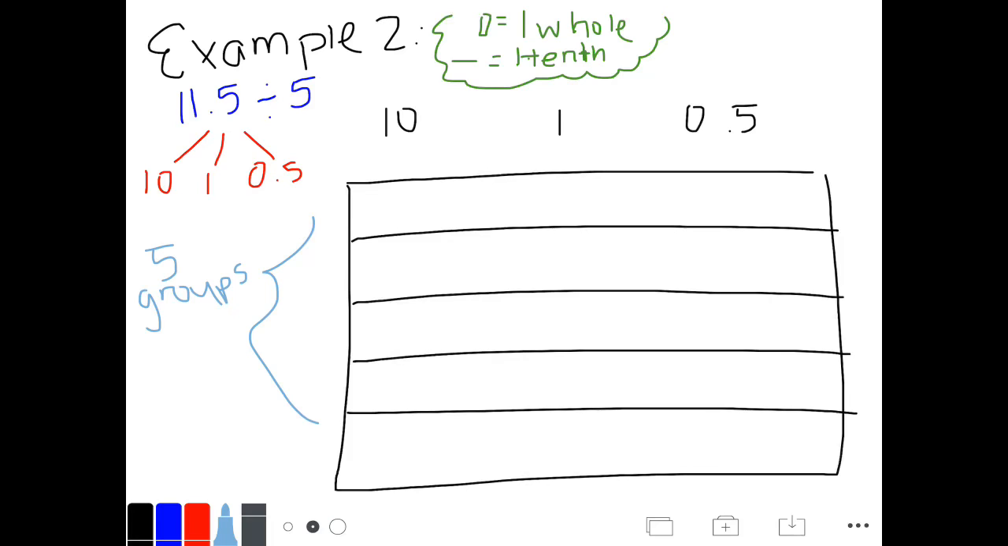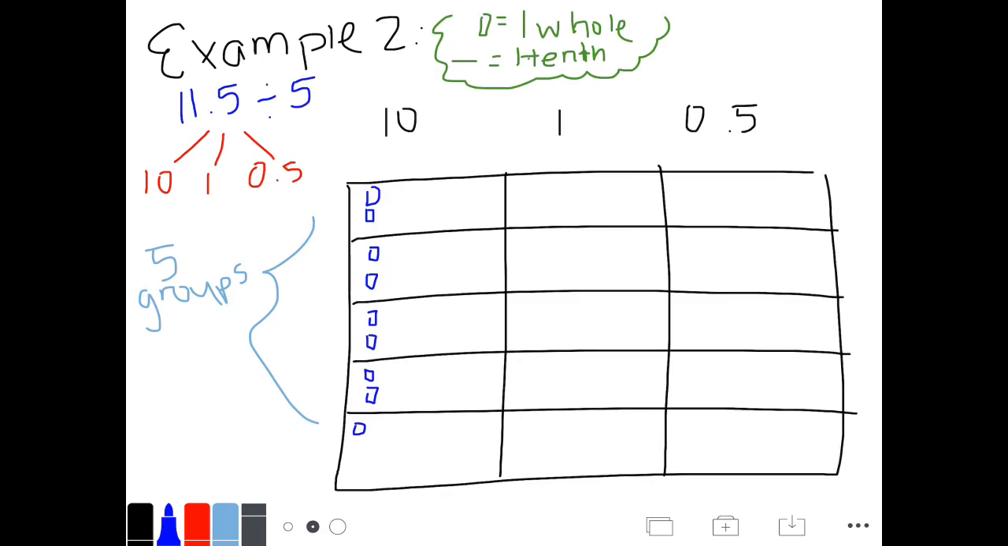Here's where we start doing our division. So the first part, boys and girls, will be that I'm doing 10 divided by 5, which means I'm putting 10 pieces into 5 groups. And what I would get is I would have 2 wholes in each group, 2 of my platforms. You can see it matches with my key up there. I'm writing 2 wholes so I remember 2, 2, and 2.